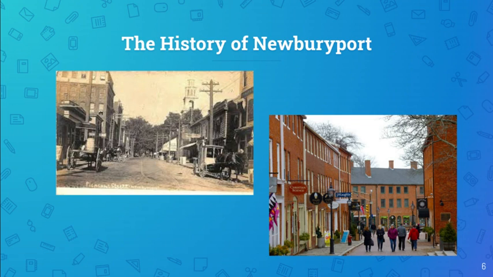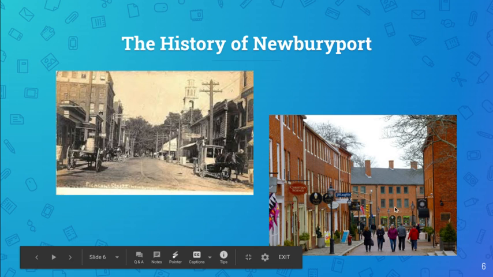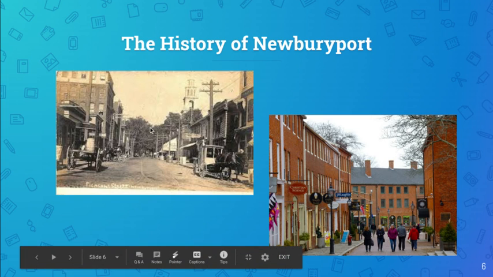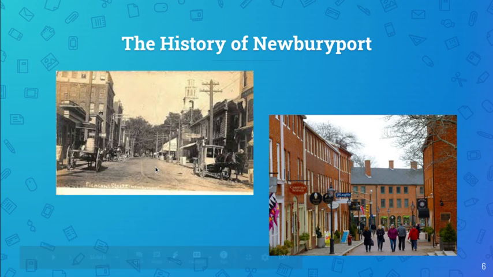Another really interesting thing we do in third grade social studies is we learn about the history of Newburyport. You can see in this picture what Newburyport looks like now. It's a lovely little city. But did you know that Newburyport used to be very, very different? This is an old picture of Pleasant Street in Newburyport. And we're going to learn about when Newburyport became a city, what important events happened in our city's history, and how we got to be the city that we are now.